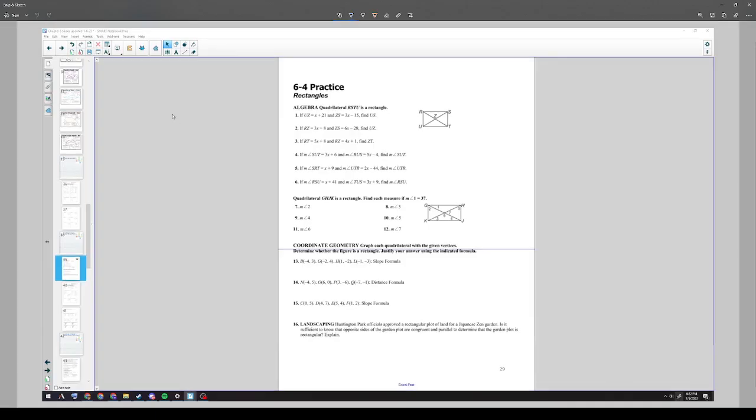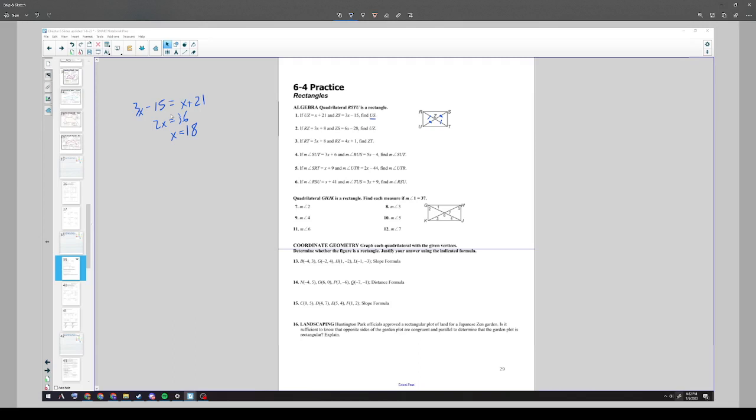So for rectangles, we've got if UZ equals x plus 21, that's part of a diagonal, and ZS equals 3x minus 15, that's part of a diagonal. And as we just saw, all 4 parts of the diagonals are the same. So I can set those two equal and do 3x minus 15 equals x plus 21. Move that around, I get 2x equals 36, so x is 18. It says find US, so make sure we don't stop too soon and we plug that back in.